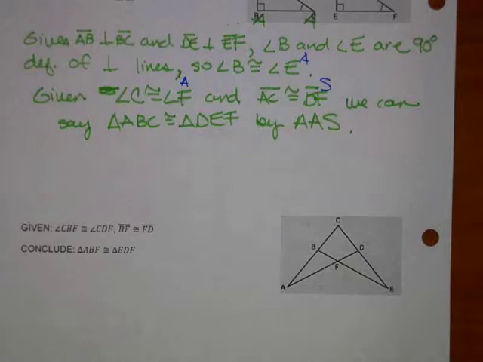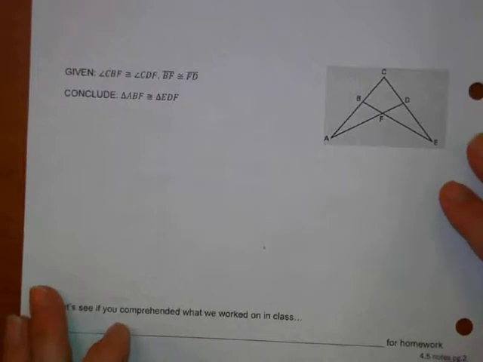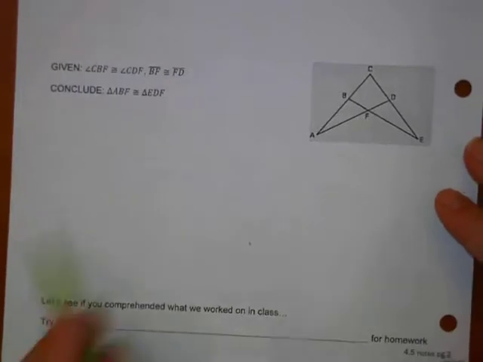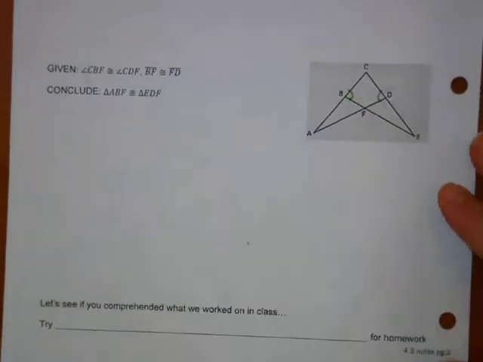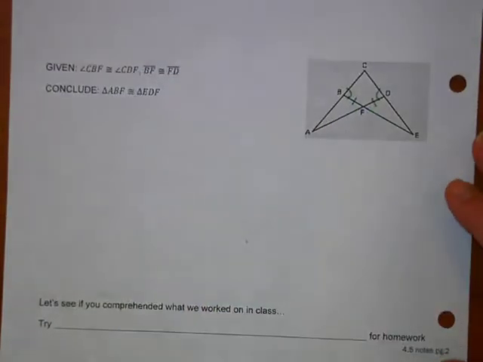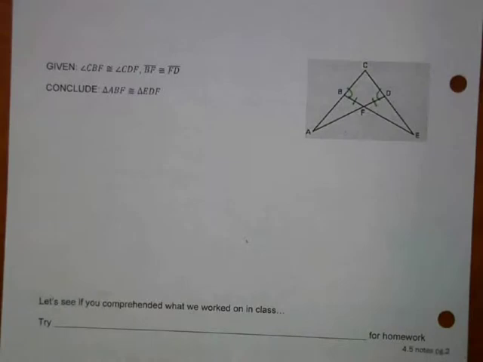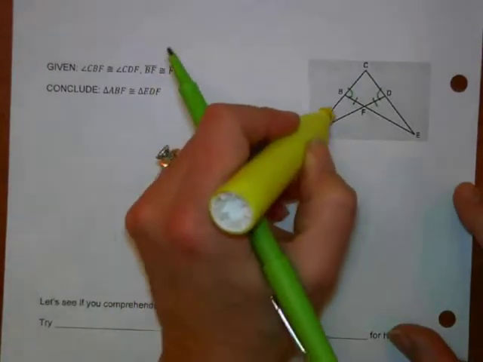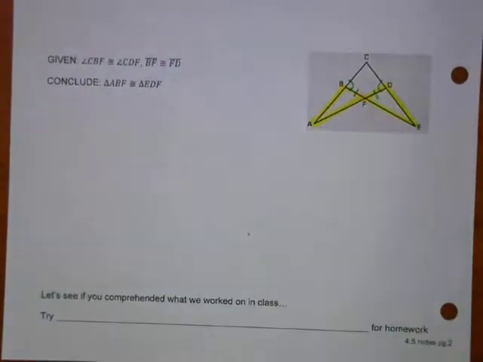All right, let's do the next one because it's fun. Given that angle CBF is congruent to angle CDF, I'm going to mark that right now on my diagram. Angle CBF is congruent to angle CDF. And BF is congruent to FD. I need to prove that triangle ABF is congruent to triangle EDF. Well, sometimes I have a hard time seeing what I have to do here, so I did this, and you don't have to, but maybe it'll help you see which ones we're trying to prove. These two. We're trying to prove that those two are congruent.